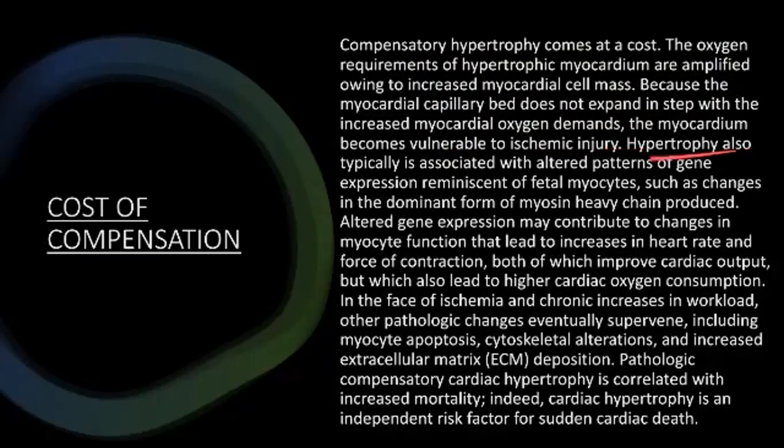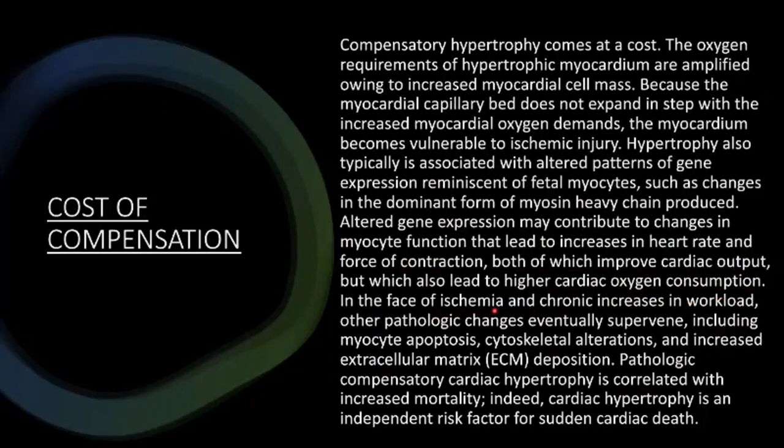Now, hypertrophy also typically is associated with altered patterns of gene expression reminiscent of fetal myocytes, such as changes in the dominant form of the myosin heavy chain produced, and altered gene expression usually contributes to changes in the myocyte function, which lead to increase in heart rate, okay, and force of contraction, both of which will improve the cardiac output, but will lead to a higher cardiac oxygen consumption.